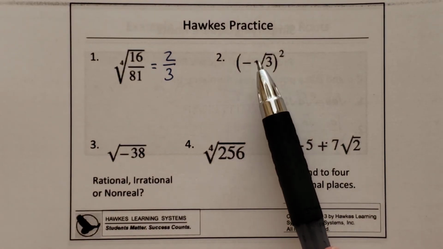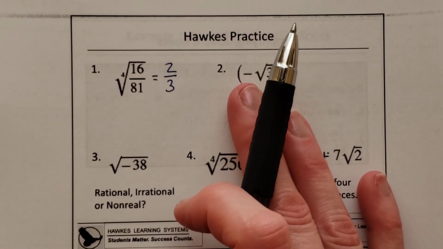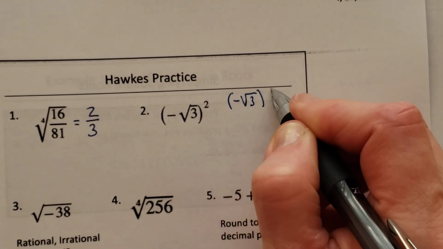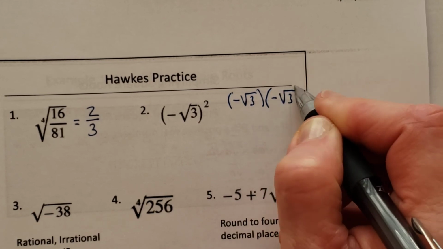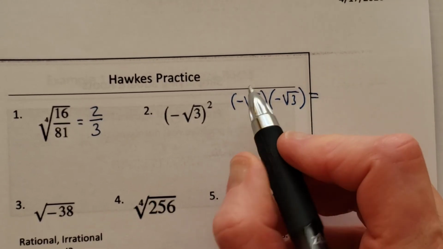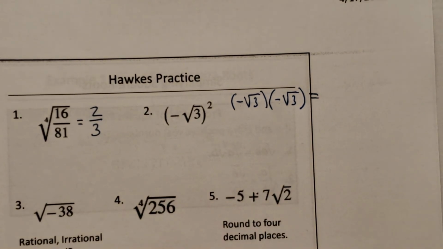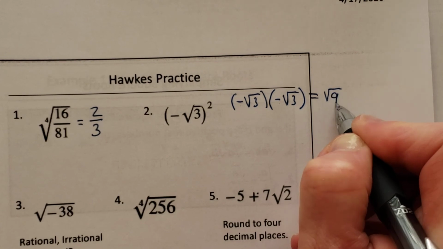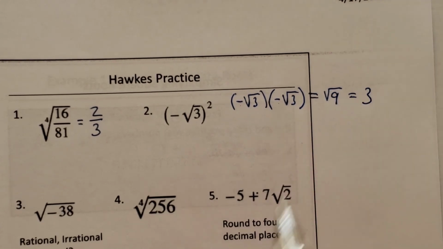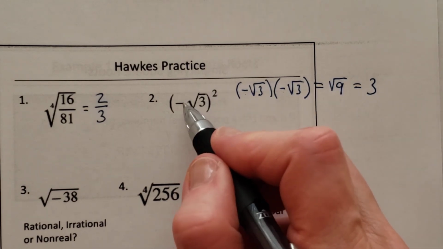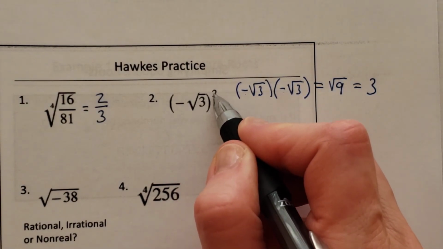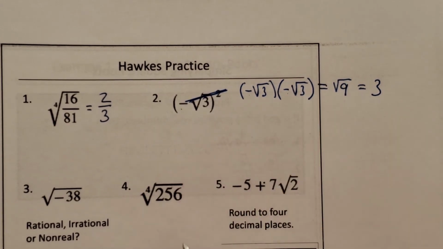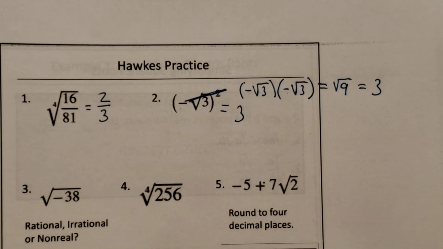So that's the problem, right? So basically we know a negative times a negative is a positive. We know the square root of 3 times the square root of 3 is the square root of 9, and the square root of 9 is 3. So that'll help us later on when we think about that. A square root and a square, they always cancel each other out. And you know a negative times a negative is a positive. So that's why this answer is 3.